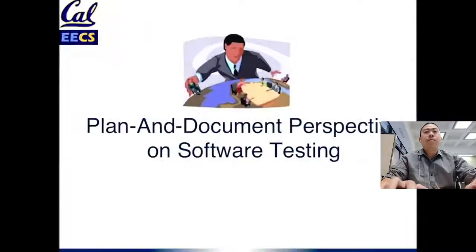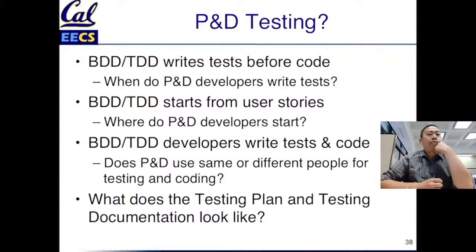A few last words about testing from the plan and document perspective. We added a lot of stuff about the plan and document perspective recently in the book because we wanted to make sure that we're not perceived as sending the message that Agile is always the right way to do things and it's the only way to do things. So in fact, there's a lot of testing activity in plan and document. In fact, one of the criticisms of plan and document in a classroom setting is that people feel that there's so much of that they don't get to actually write any code.